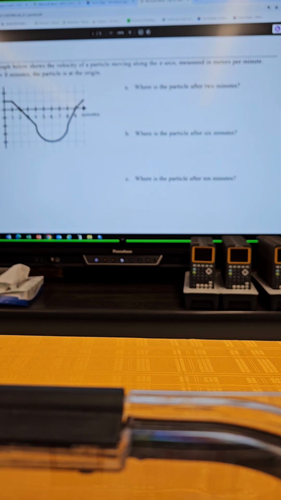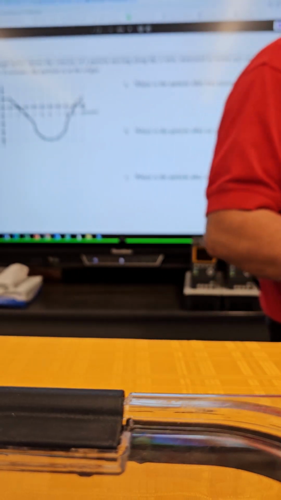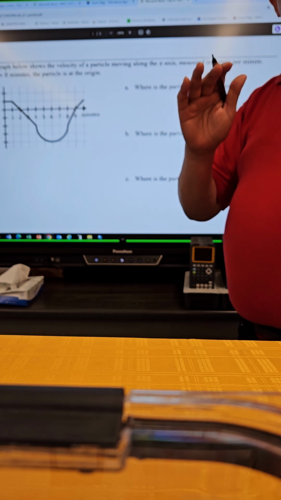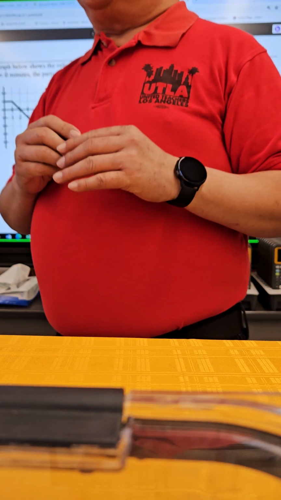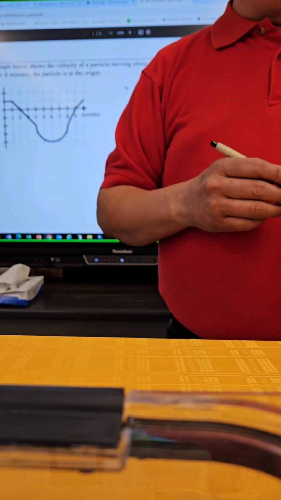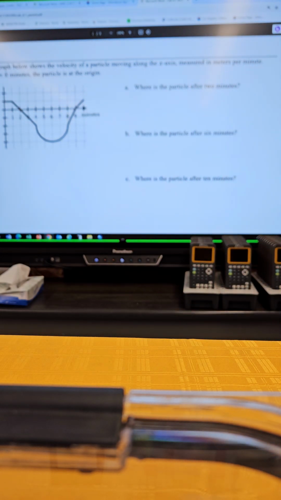Fabio, can you read the problem for me, please? The graph below shows the velocity of a particle moving along the x-axis, measured in meters per minute. At t equals 0 minutes, the particle is at the origin. Okay. Question A. Where is the particle after 2 minutes? Can you do it by yourself first? Where is the particle? And make sure to interpret that the particle is to the left or to the right, okay? And indicate the unit also. How many meters?